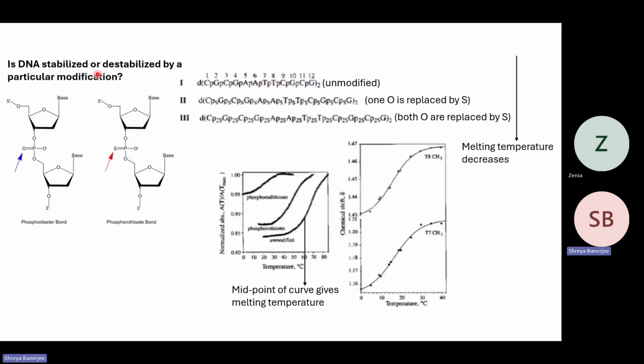Now, if the DNA is modified, whether it is stabilizing or destabilizing, that can also be observed. So in the phosphodiester bond, instead of a double bonded O, you can have a double bonded S, which will be called a phosphothioate bond. So there is the unmodified DNA where it is all the phosphodiester bond. There is a DNA where in each base pair, one oxygen of the phosphodiester has been replaced by sulfur. So you can see at each base pair S is written.